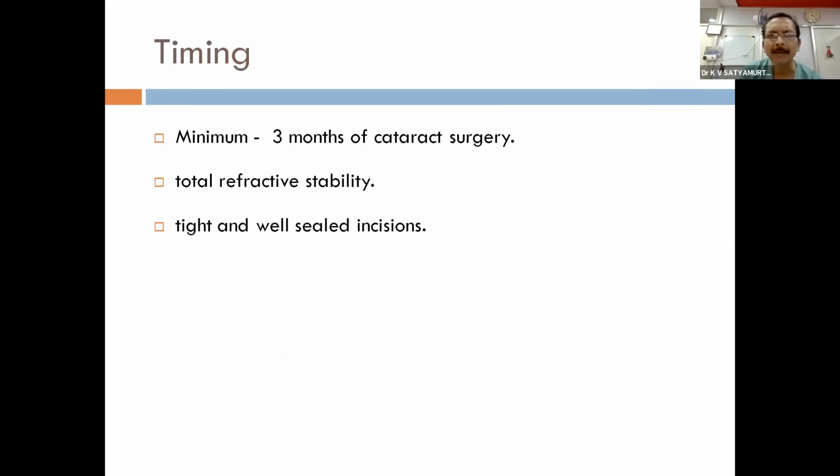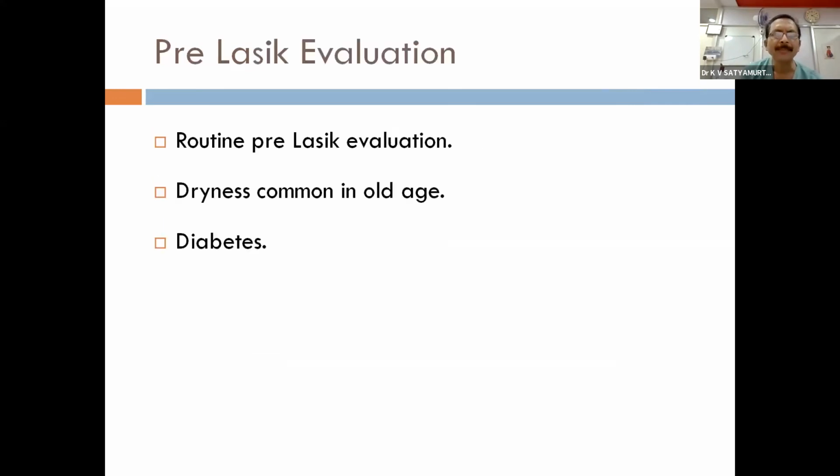So the minimum is 3 months after cataract surgery, where the wounds remain tight and well sealed, and then refractive stability is achieved. And the pre-LASIK evaluation is like earlier. The only thing is we are dealing with old people, so dryness is a common thing, and laser vision correction per se adds dryness, and diabetes is another problem that we will have to keep in mind.